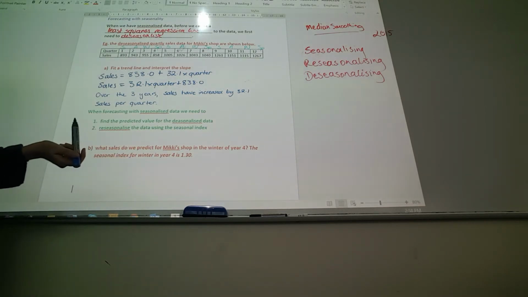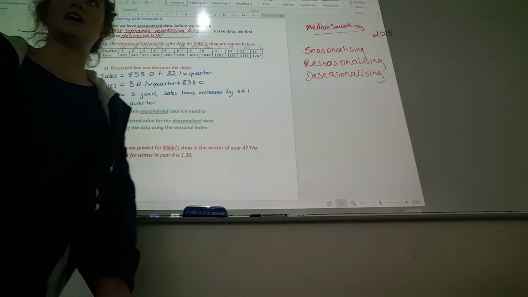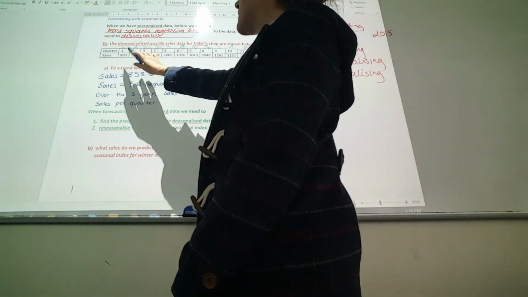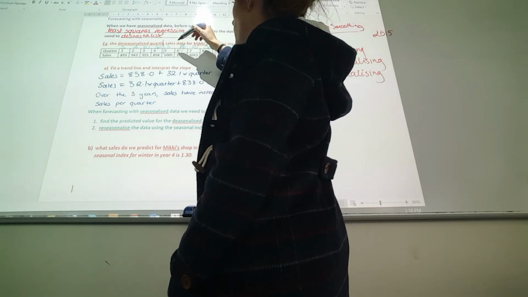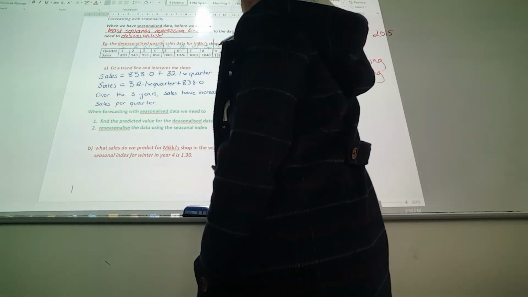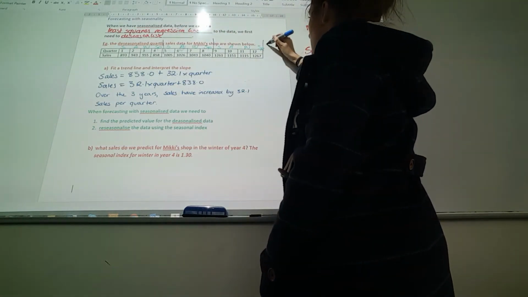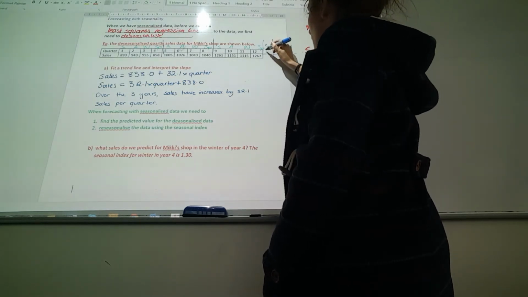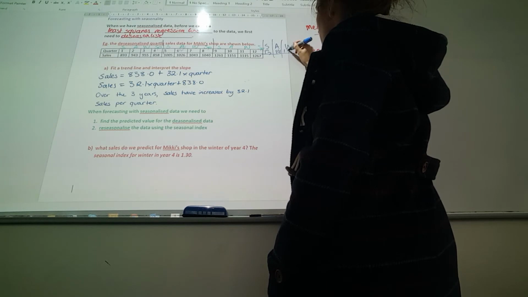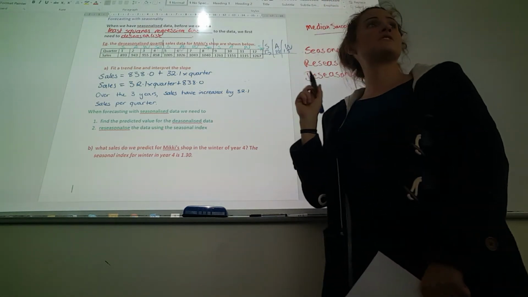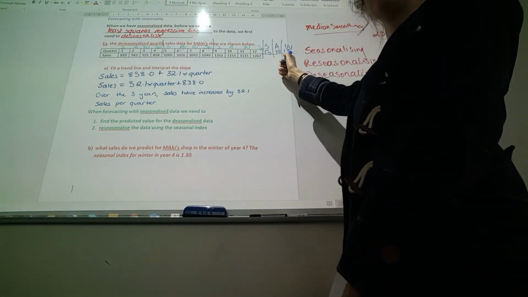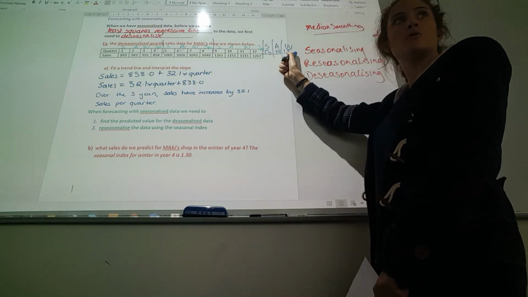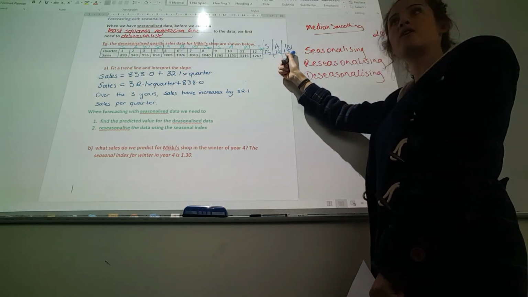So, first of all, we need to work out what number is winter in year 4. Because we've got summer, autumn, winter, spring, that's year 1, year 2, year 3, summer, autumn, winter, 13, 14, 15. So we need to use the number 15 to predict because that's what place winter year 4 is.